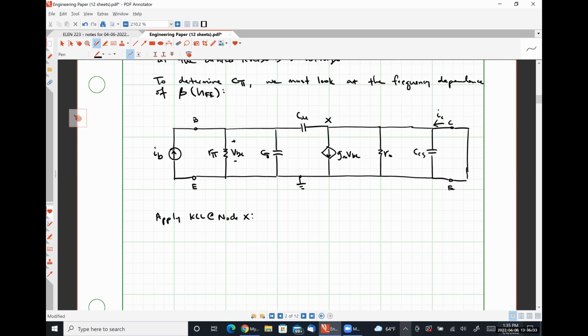So currents flowing in is going to be VBE over the impedance of C mu. Okay. So correction should be VBE minus VX.